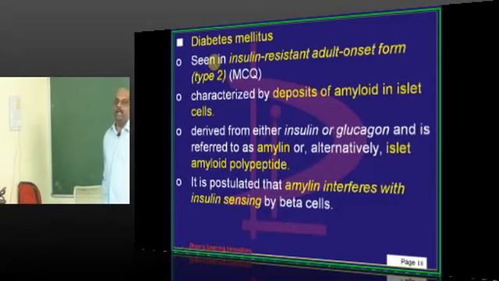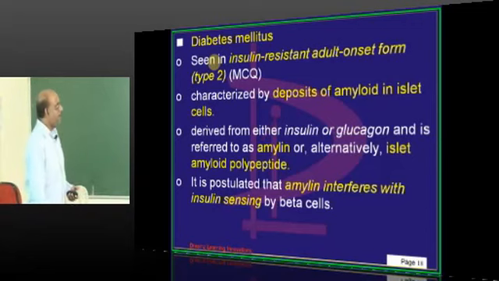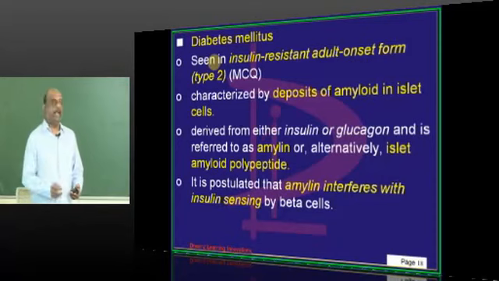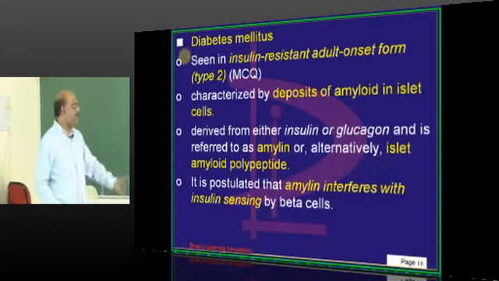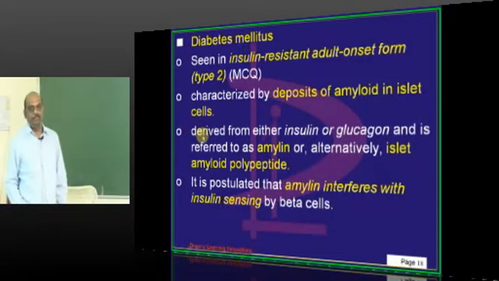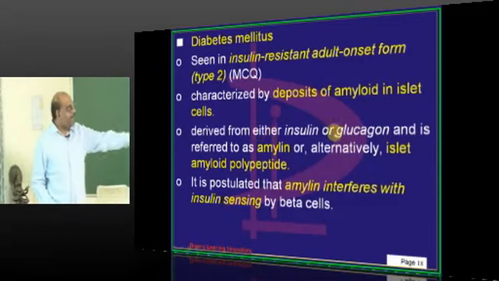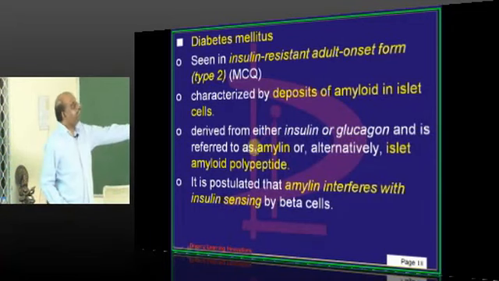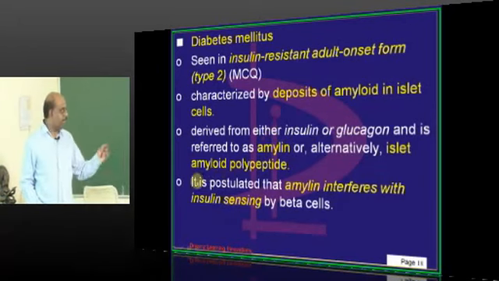Diabetes mellitus. Lot of time examiner will ask, is it type 1 or type 2? Which type amyloid is implicated? It is the type 2, adult onset insulin resistant diabetes mellitus, where amyloid protein is known to deposit into the islet cells, and that is basically derived from insulin or glucagon in case of diabetes, and it is referred to as amylin. Amylin and islet amyloid polypeptide is the other name given for it.